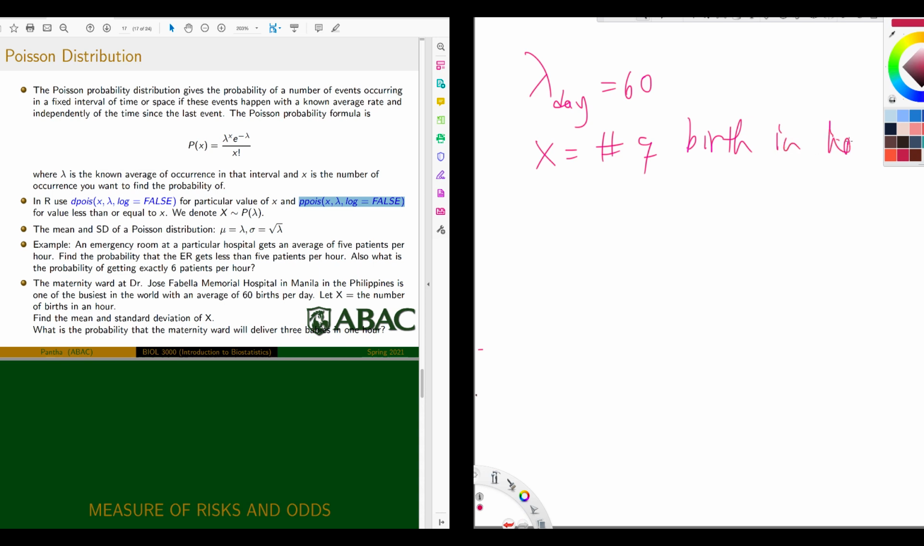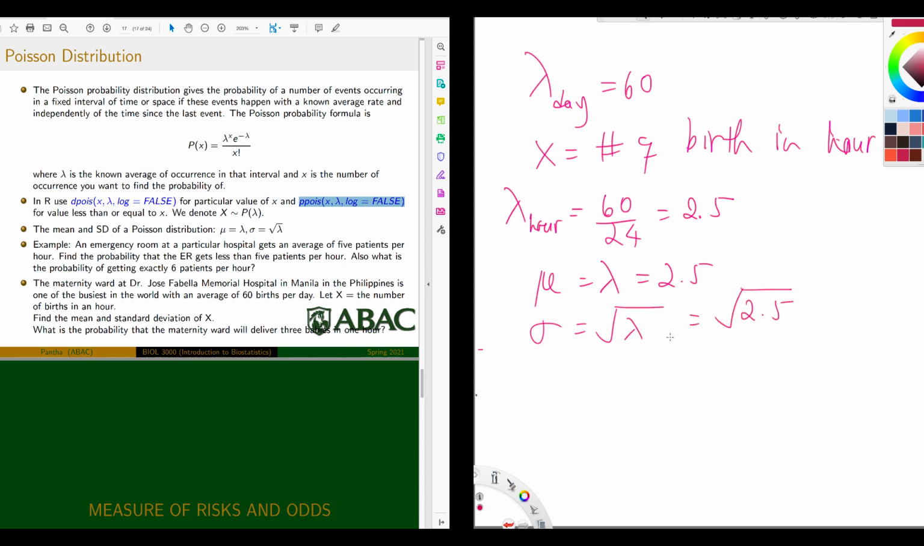What is the average birth in an hour? So you need to find out lambda per hour also. That will be 60 over 24, right? In a day there are 60. So that will be 2.5. That is the lambda per hour. And so, find the mean and standard deviation. What is the mean? Mean is lambda, that is 2.5. Standard deviation is sigma, which is the root of lambda, that is the root of 2.5. You use a calculator to find that.